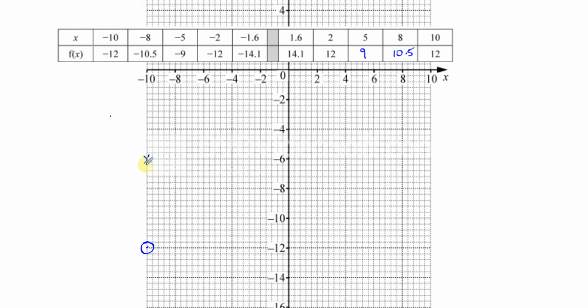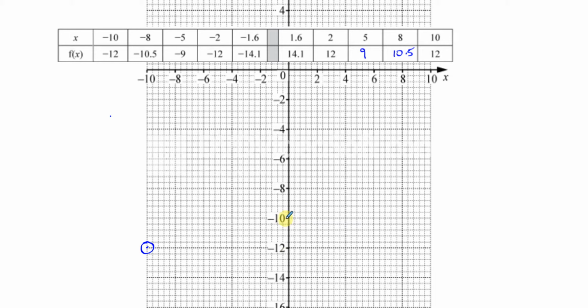That's fine as well. But not some thick blob, nothing like this. Those are not going to give you accurate graphs. Okay, so now let's continue. So minus 8, minus 10.5. Minus 8, minus 10.5. Now we've got to work out what minus 10.5 is.